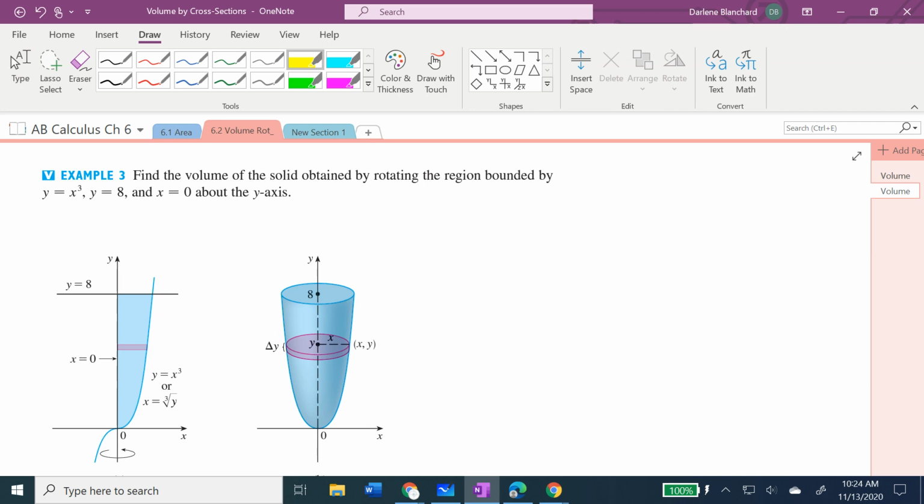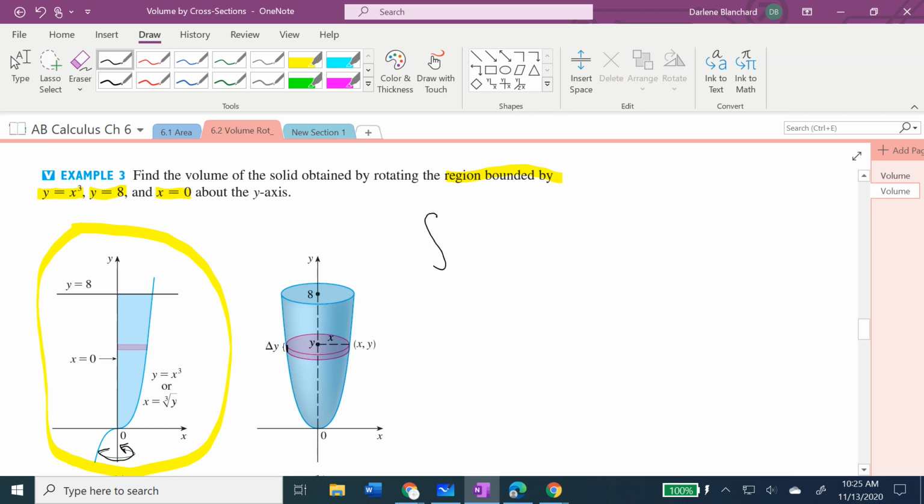When you get a rotational volume problem, figure out what is the region being rotated. The region is bounded by y equals x cubed, y equals 8, and x equals 0. And we are rotating about the y-axis. And you can see a nice little picture with a sample disk. Now this time, do you see that the disk is giving the thickness as a vertical thickness, and it's a dy integral?